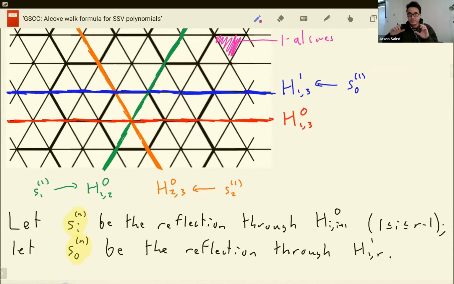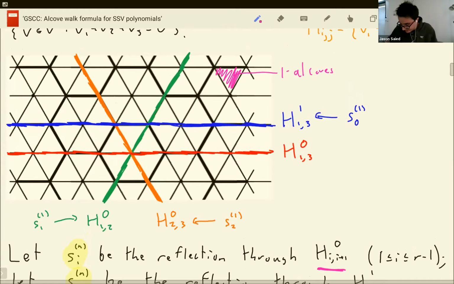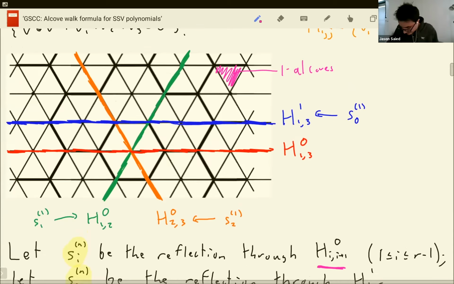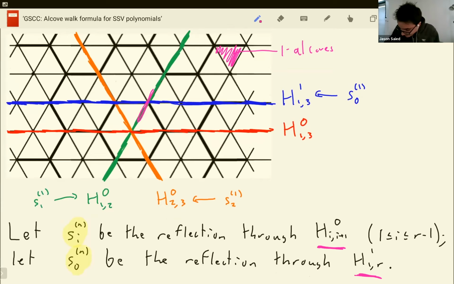And I want to introduce some notation. So I have a group of reflections coming from these hyperplanes. S_i^n is the reflection through the H_{i,i+1} hyperplane, and S_0^n is the reflection through the H_{1r}^1. So what's happening here is when I talk about the S_i's, really, I mean the reflections around this one triangle.